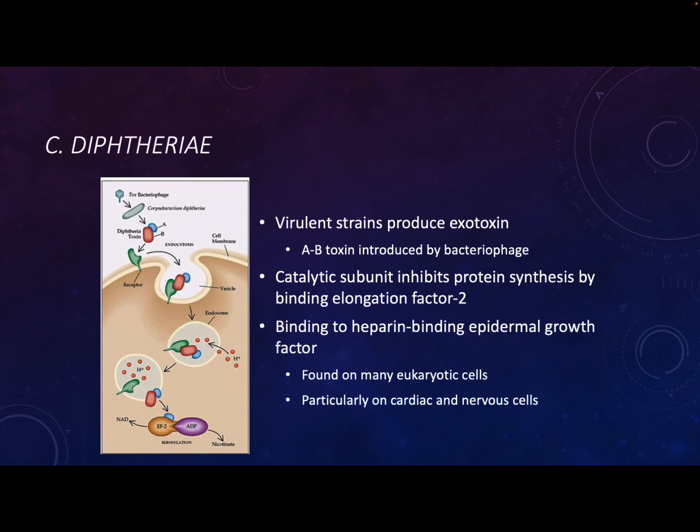It binds to a specific receptor on our cells, heparin binding epidermal growth factor. For me, it's not terribly important that you remember exactly which receptor it binds to, but it is important to note that it is found on lots of eukaryotic cells, particularly those of the cardiac system and nervous system. So those are going to be parts of the body that we worry might be affected when a patient has diphtheria. We worry about cardiac and nervous system complications.